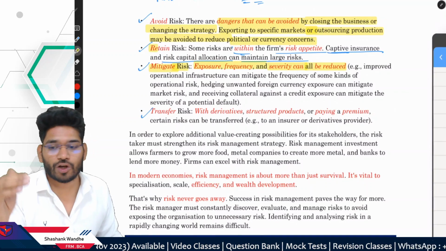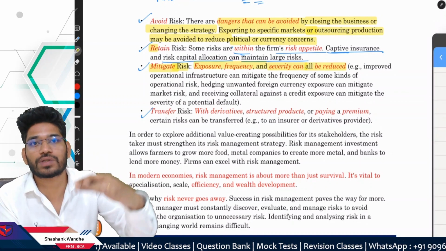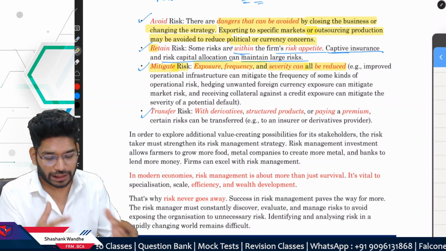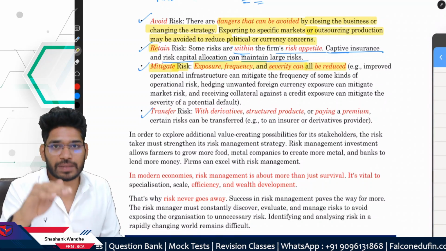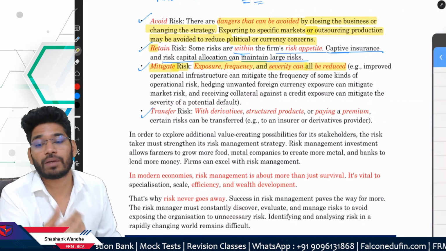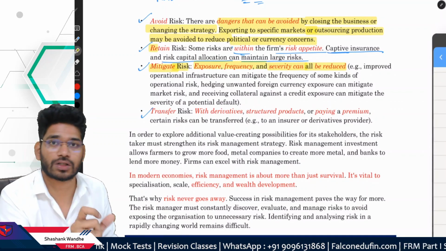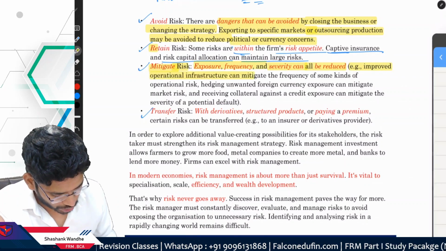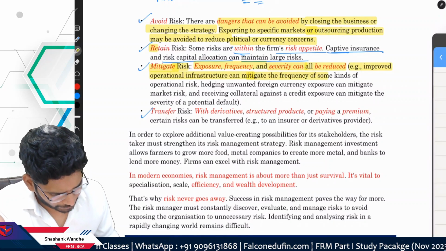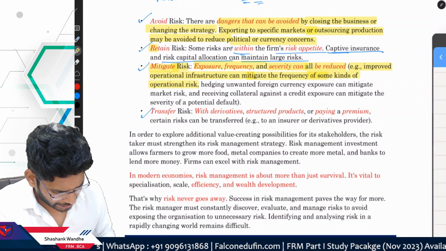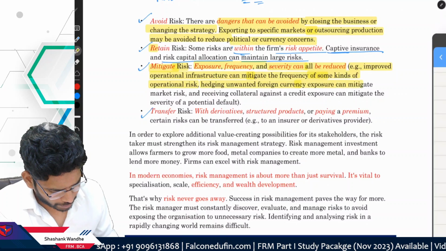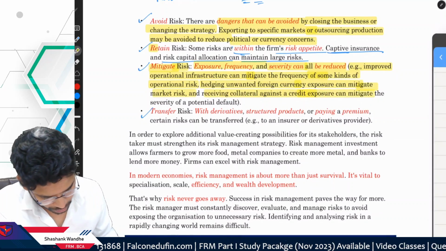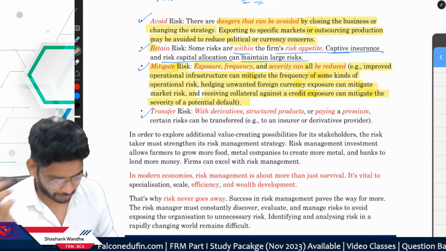So these are the options. Mitigating actually means reducing the risk's impact. Avoid means completely avoid. Retain means have it in your portfolio, and mitigate means reduce the impact because it is going beyond your risk appetite. Again, here also we will consider the risk appetite. For example, improved operational infrastructure can mitigate the frequency of some kinds of operational risk. Hedging unwanted foreign currency exposure can mitigate the market risk, and receiving collateral against the credit exposure can mitigate the severity of the potential default.